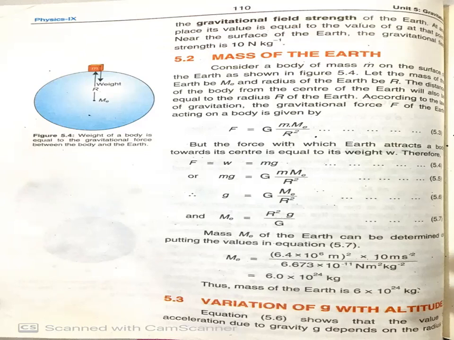Consider a body of mass m at an altitude h as shown in figure 5.5. The distance of the body from the center of the earth becomes r plus h. Therefore, using equation 5.6, we get g_h is equal to capital G Me divided by (r plus h) whole square. So I'm going to explain this to you.